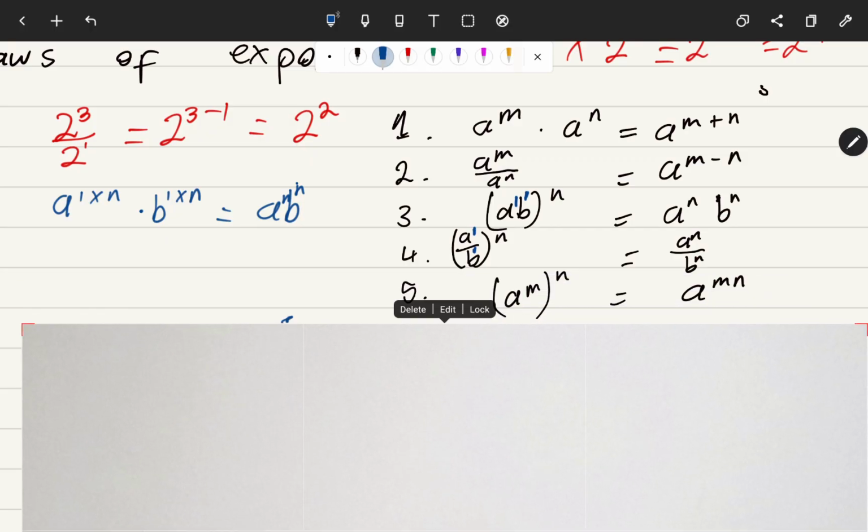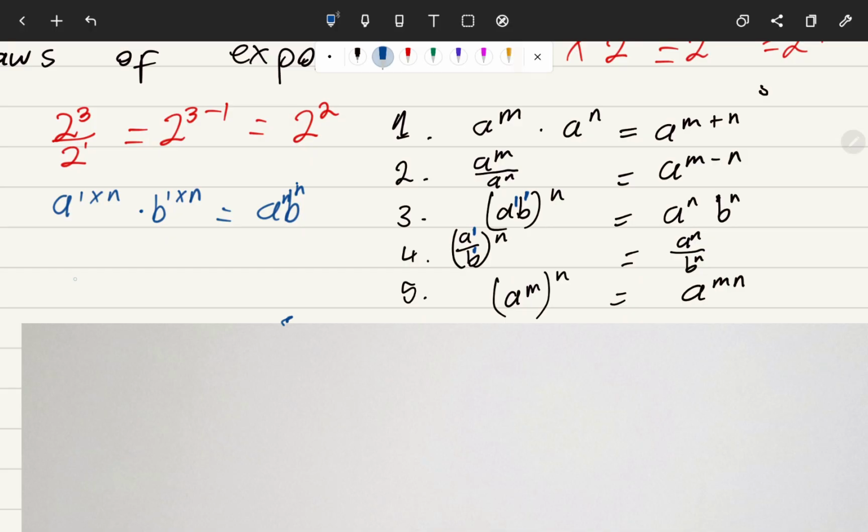Law number 5, and I believe this is the last one. Then after that, we're just going to do some fun problems. Basically the same thing that law number 3 and law number 4 were saying: if you raise a power to a power, you multiply the exponents, right? Here, number 5, you have a to the power of m, all to the power of n, right? So we have an exponent of m, we have another exponent of n, and when we are raising a power to a power, we just multiply the exponents. The answer is a to the power of m times n.